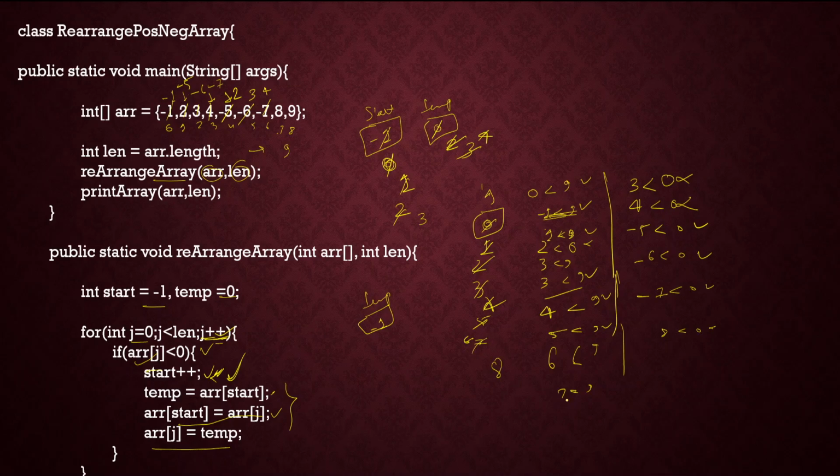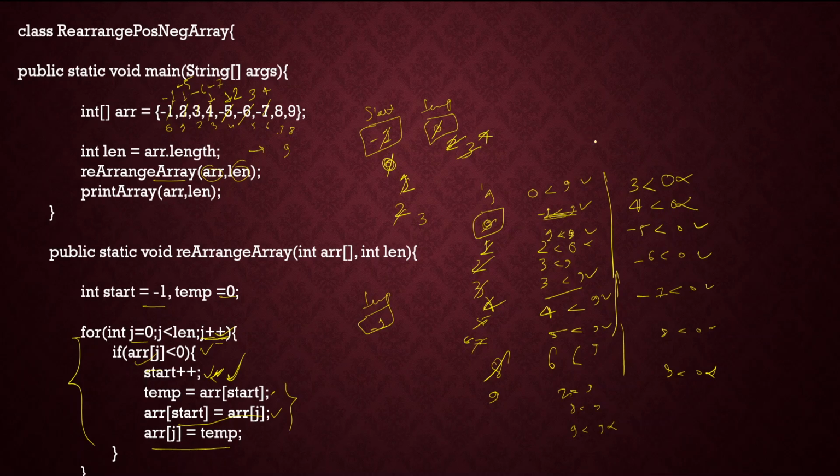This j will be incremented to 8. 8 is less than 9. It is correct. Value of 8 is 9, is less than 0. It is not correct. Then j will be incremented to 9. 9 is less than 9. It is false. That means your for loop has been completed.